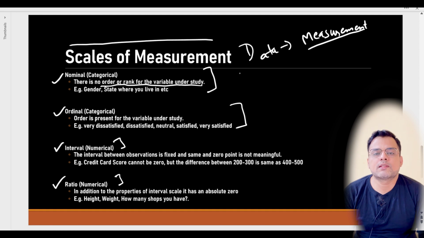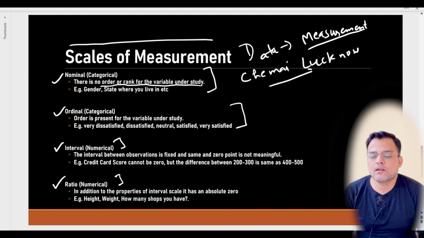So if I am talking about the city where a person lives in, so if the city is Chennai or the city is Lucknow, these two are different cities, these two are categorical data. So there is no ranking and there is no order. I cannot say that one city is bigger than another city, or one city is more important than another city. It is just the place where you live in. So in the nominal data, there is no order or rank for the variable under study. So in this case, it is nominal data, because I cannot provide a ranking or an order to my category.